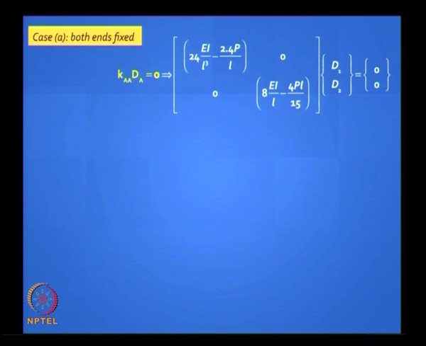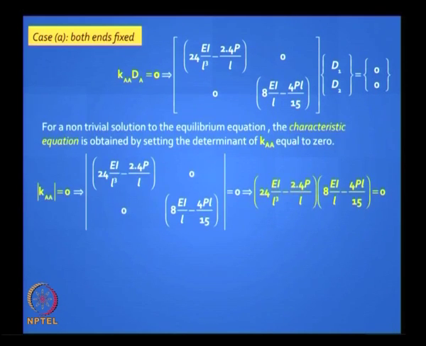So this can have a trivial solution. What is a trivial solution? D1 equals 0, D2 equals 0, which means the column remains straight, no buckling. So if you want a non-trivial solution, that determinant has to be 0. Is it clear? That is how we say that determinant. So if you make it equal to 0, you will get an equation, that equation is called your characteristic equation. How many solutions will you get for that?